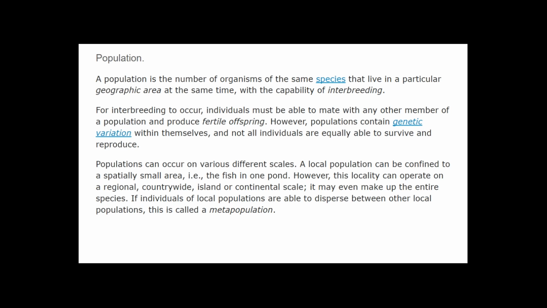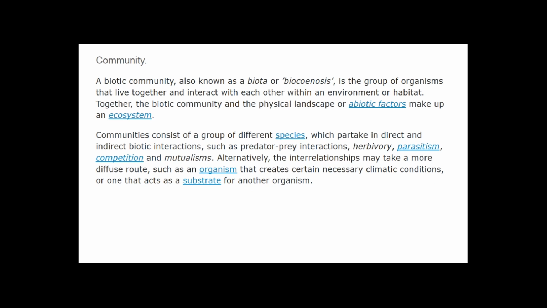So a metapopulation will refer to the combination of local populations. After population, we have community. And the biotic community is also known as the biota. A biocenosis is a group of organisms that live together and interact with each other within an environment or habitat.